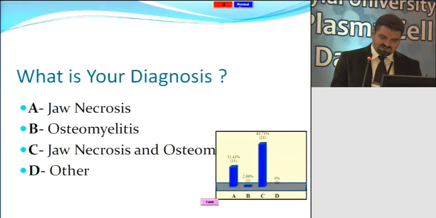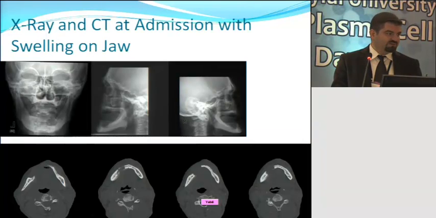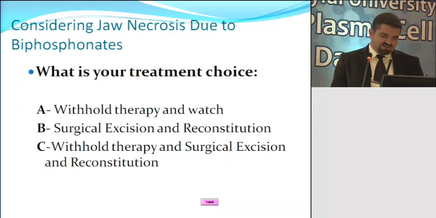So, thinking that it must be jaw necrosis and osteomyelitis. Now we can get back to the radiograph and CT. There is no bone. And considering jaw necrosis due to bisphosphonates, what is your treatment choice? Withhold therapy and watch, surgical excision and reconstitution, or withhold therapy and surgical excision and reconstitution. Please vote.